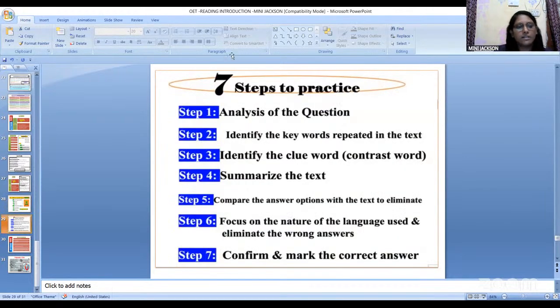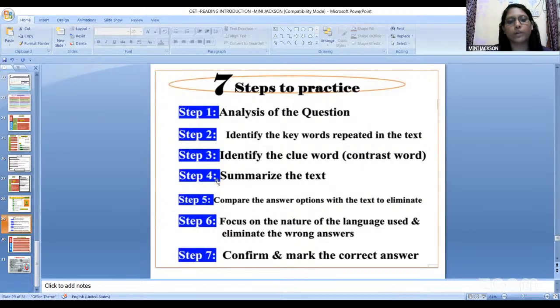Then this is an important thing: 7 steps to practice. What are the 7 steps? While doing the practice, we need to do this. Step 1, analyze the question. Step 2, identify the keywords repeated in the text. Step 3, identify the clue word, that is a contrast word or something given. You need to focus there, and the answer will be after that.